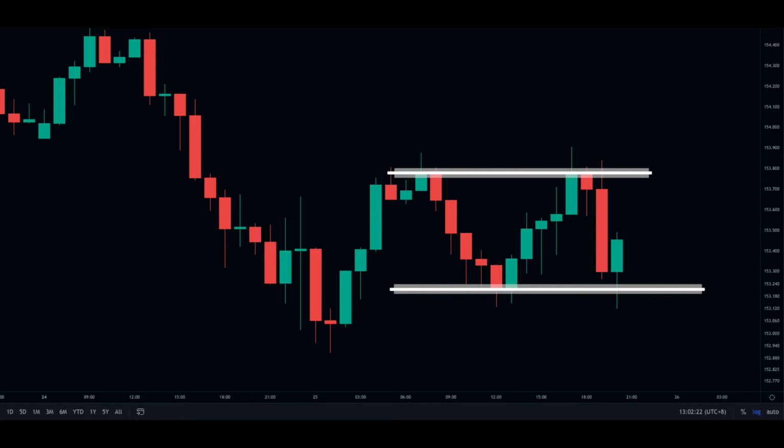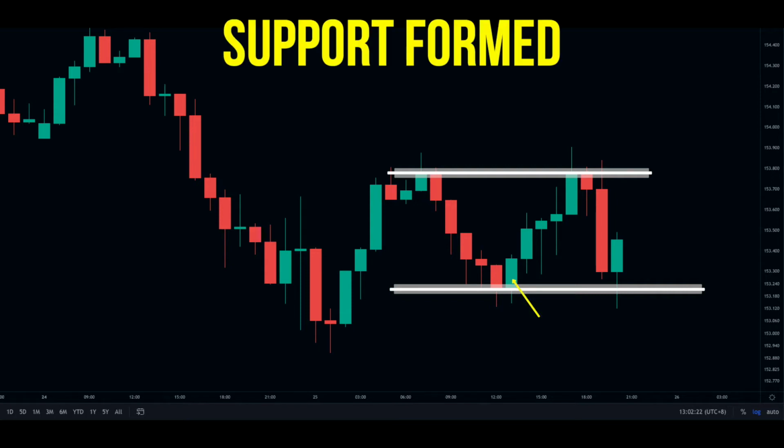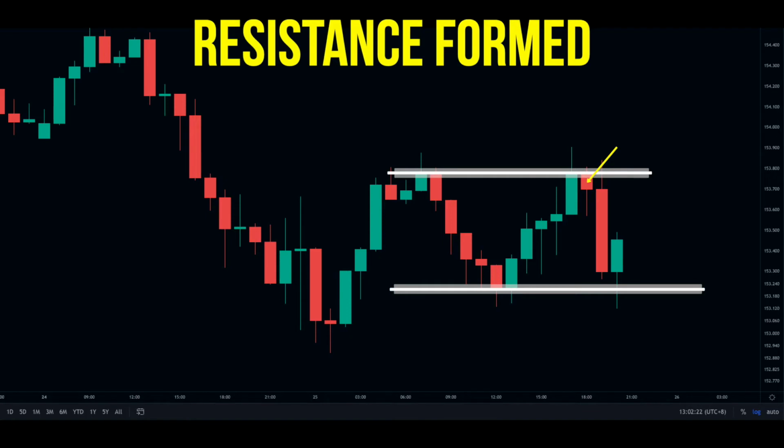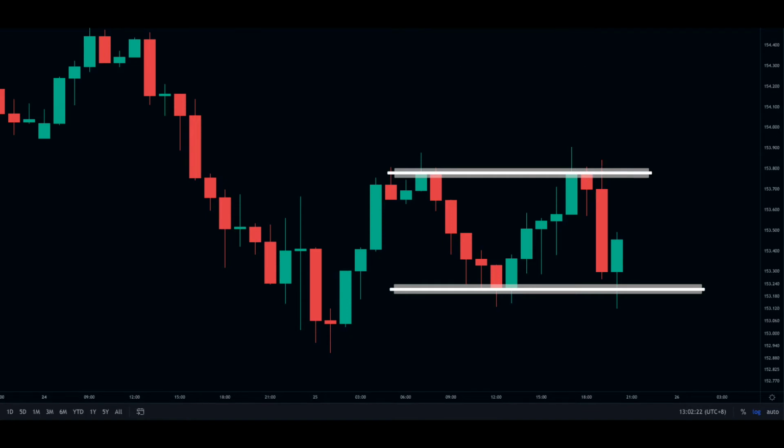We can identify our range by looking at bullish and bearish candles. A bullish candle after a bearish candle normally indicates support formed. And a bearish candle after a bullish candle normally indicates resistance formed. In addition to defining the range, we must identify clean traffic.